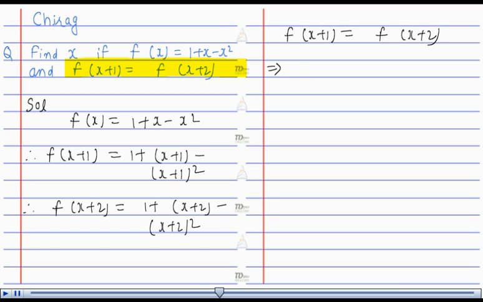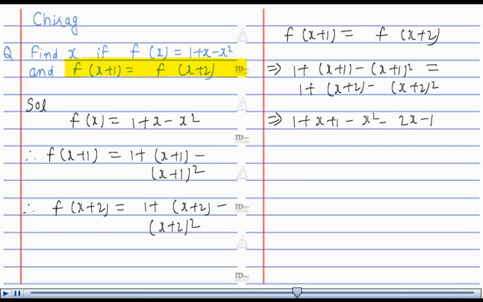Therefore, 1 + (x+1) - (x+1)² = 1 + (x+2) - (x+2)². On solving this, we will get 1 + x + 1 - x² - 2x - 1 = 1 + x + 2 - x² - 4 - 4x.